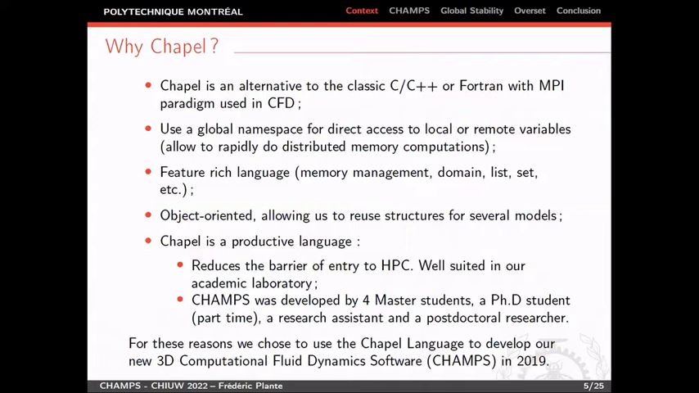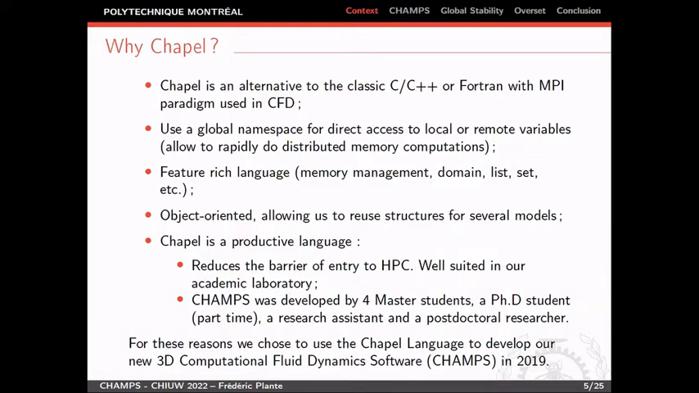In this context, we chose to use CHIUW in 2019 to develop our new 3D computational fluid dynamics solver. We selected it since it is a viable alternative to the classic C and C++ with MPI paradigm that we were using before CHIUW, and that is used for most of the solvers in our field. One of the key features that is very useful is the global namespace, since it allows us to do more rapidly the parallelization on distributed memory.